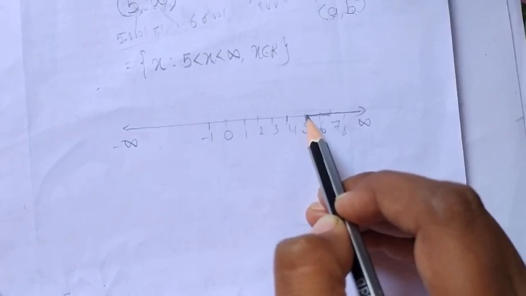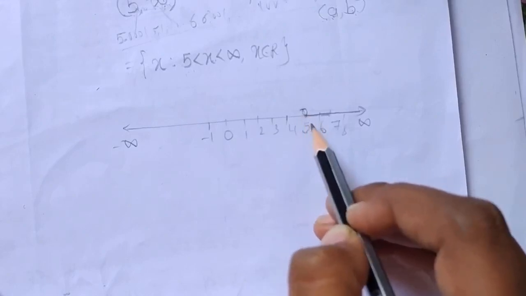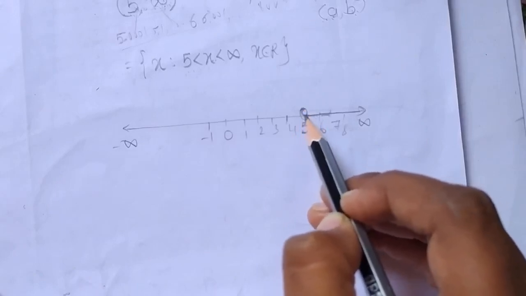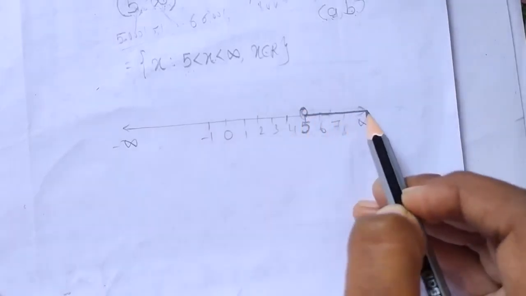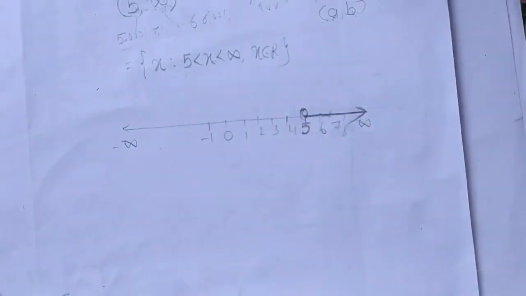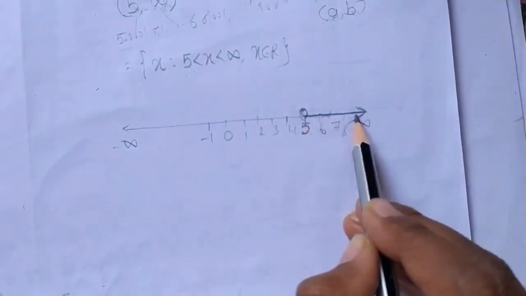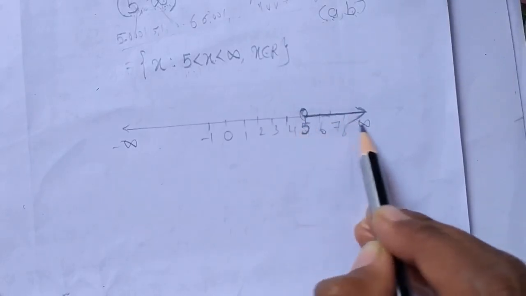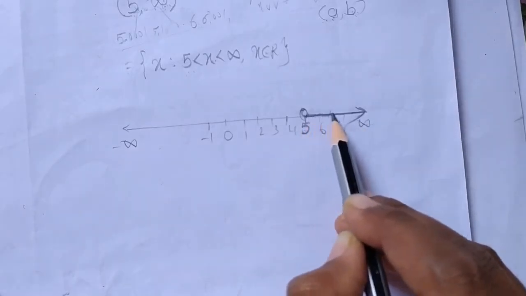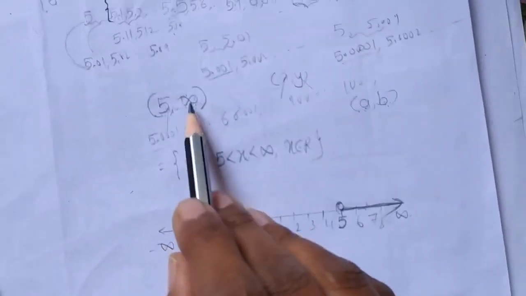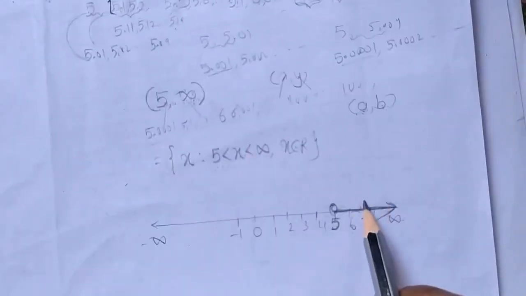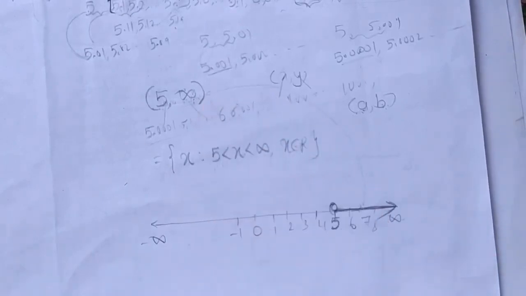So in this case, just draw a circle above this number 5, and from the circle darken the line up to infinity. Now here the darkened line contains all those real numbers which are just greater than 5 up to infinity. Then this darkened line is the solution set for the given inequality, or this darkened line is equal to the interval which is the solution set of the inequality.